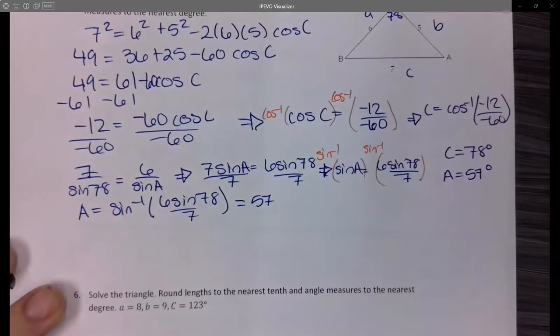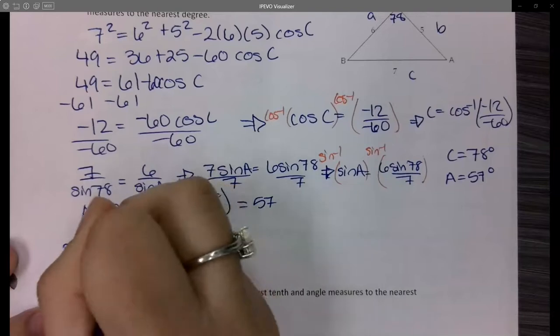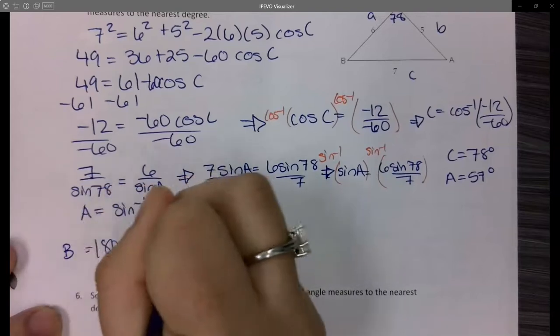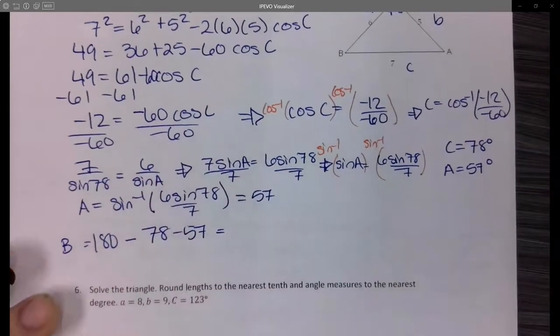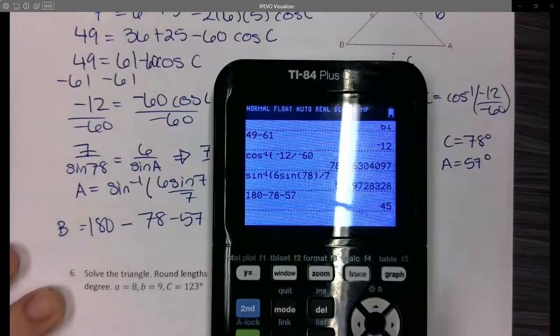And then since there are 180 degrees in a triangle, I can take 180 and subtract the two angles I do know to find B, which gets me 45.